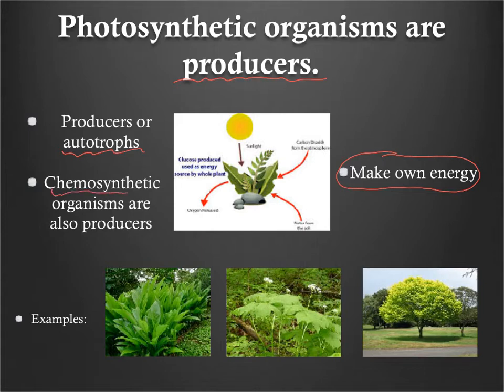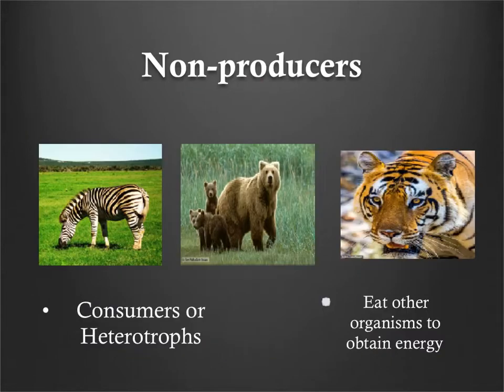Chemosynthetic organisms make their own food through the process of chemosynthesis. Both of these types are producers, and both would be the primary producers for their ecosystems. Non-producers, or consumers, or heterotrophs, are organisms that are unable to make their own food, so they have to eat other organisms to obtain energy.